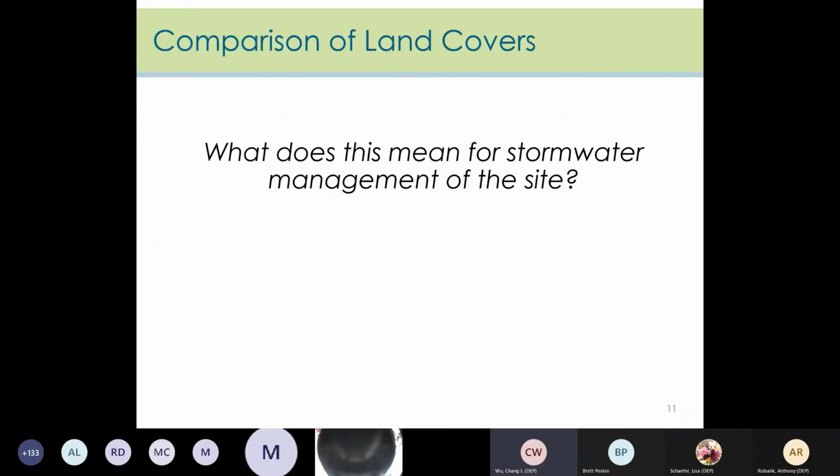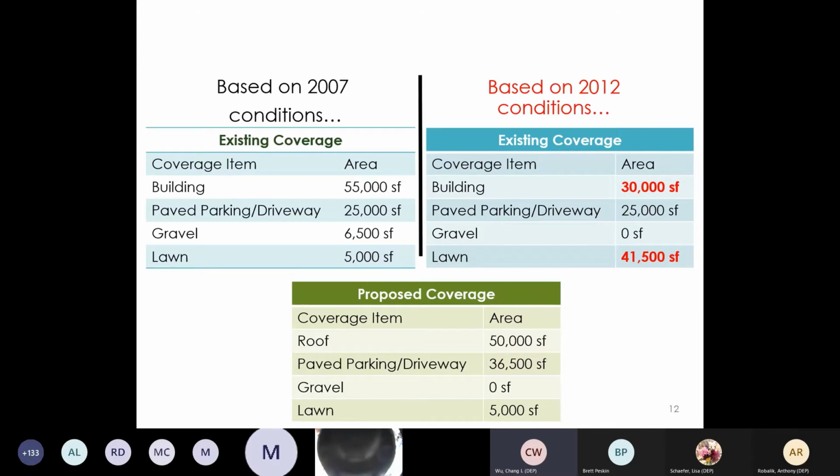And what does that mean? The difference of the impervious surface showing in the different years, and whether they can be credited for the pre-construction condition, and what they mean, and the effect on the stormwater management. And you can see here there's a number comparison, and the pre-construction condition was based on 2007.